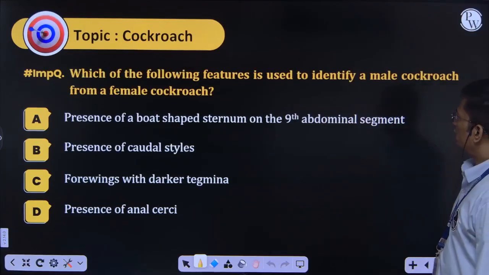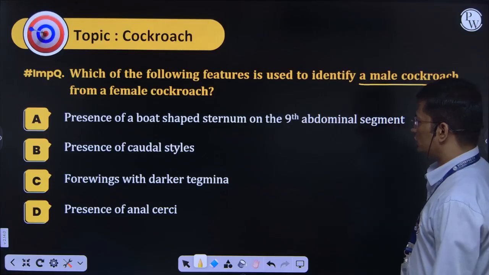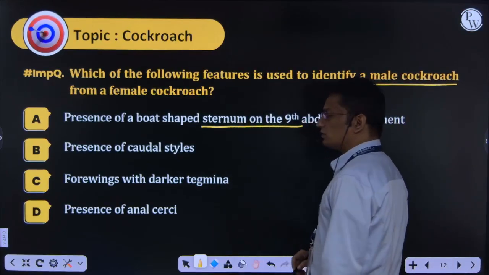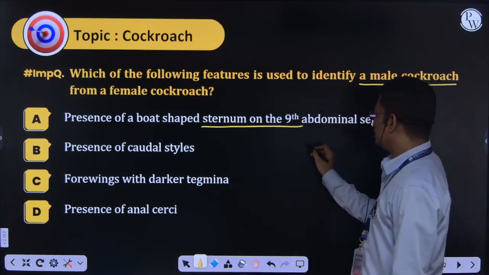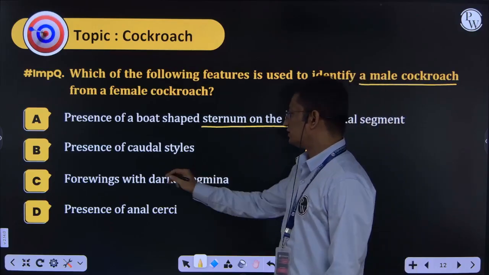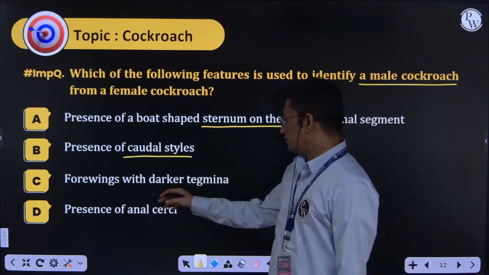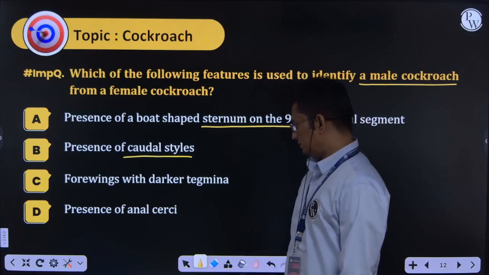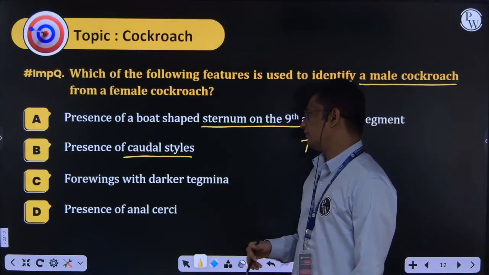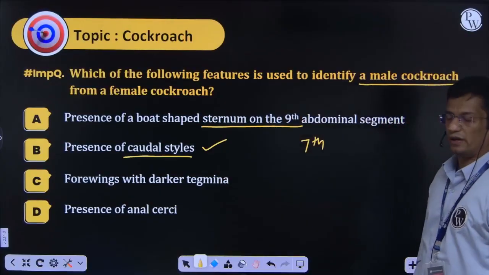Which of the following features is used to identify male cockroach from a female cockroach? Presence of boat-shaped sternum. Boat-shaped sternum is not present in the 9th segment; it is present in the 7th abdominal segment. Presence of caudal style. Caudal style is also known as anal style. Forewings, darker segment. Presence of anal cerci. Anal cerci is present in both male and female. So the caudal style, anal styles, are the things present only in male cockroach.